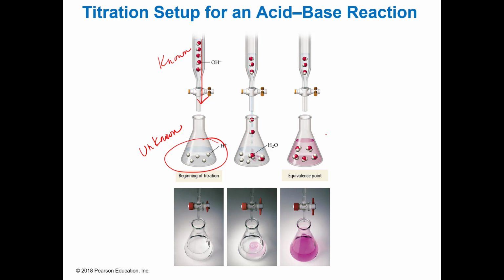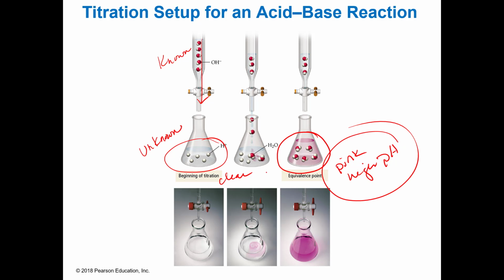So we've added an indicator, and the indicator is clear in a low pH and pink in a high pH. When we reach that equivalence point, where we go from acid to base, it's going to change color, and we're going to be able to easily see that, and we'll stop our titration and check our volumes.